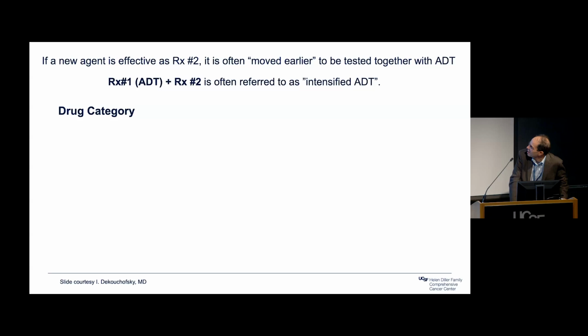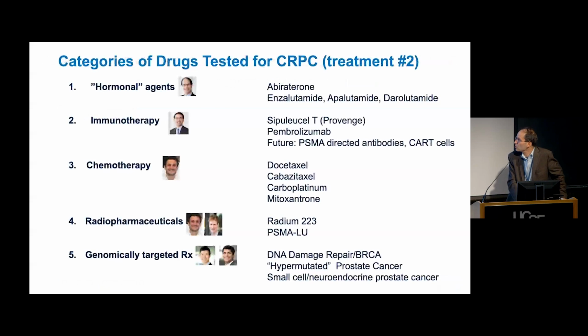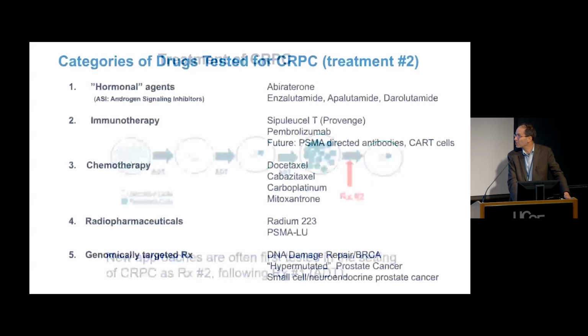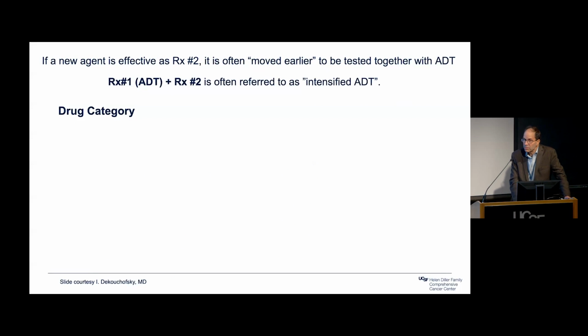So if we test one of these agents over here as treatment number 2, and we see that it works, that it's effective, the Kaplan-Meier plots we talked about earlier look promising, then the typical development process is we say, okay, it works in that setting, let's move it early. Let's see if it works better earlier. And so we do treatment 1 plus treatment 2 at the same time. So ADT plus drug X. And that approach you'll hear referenced sometimes as quote unquote intensified ADT.